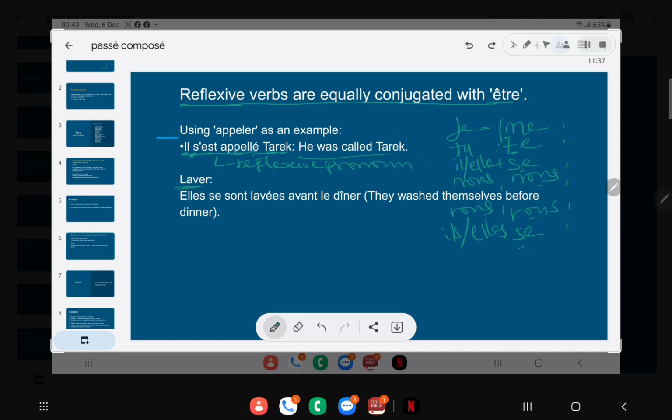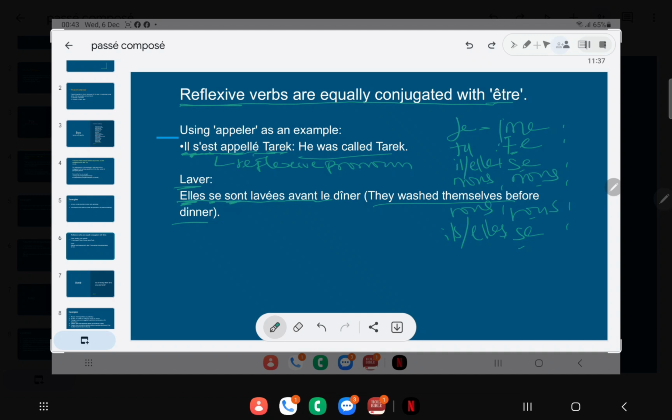Let's see the second example. Laver. Laver means to wash. So let's see. Elles se sont lavées avant le dîner. They washed themselves before dinner. Elles se sont lavées. You can see the reflexive verb element. The verb laver is being carried out on the subject. The verb boomerangs back to the subject, which is elles, plural feminine. Also, you can see the reflexive pronoun coming before the être conjugation here.